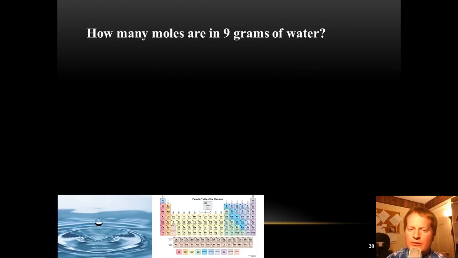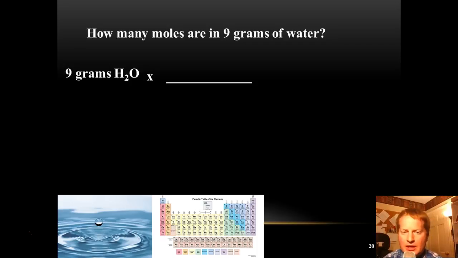Okay, so what if we want to go the other way? So now we have how many moles are there in 9 grams of water? Again, the first thing we do, we take our given, write that down. Our given is 9 grams of water. We're going to multiply that by a fraction, by a conversion factor. So I'm going to put my fraction line in. Now, what units should we be putting on bottom is the question. So what kind of units should we have there?